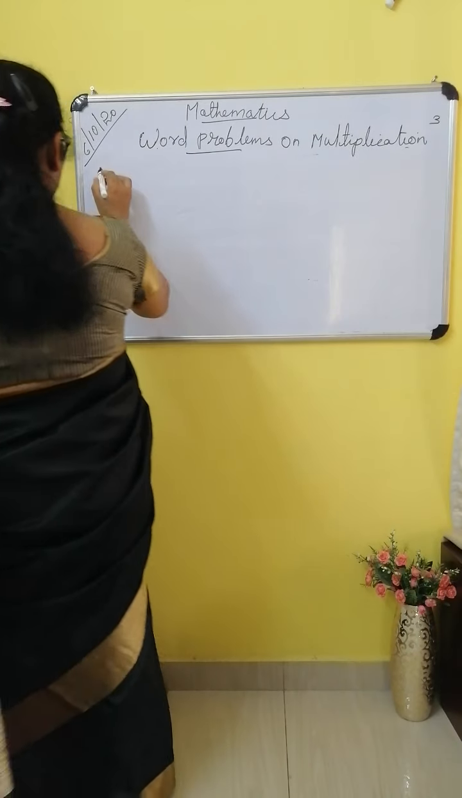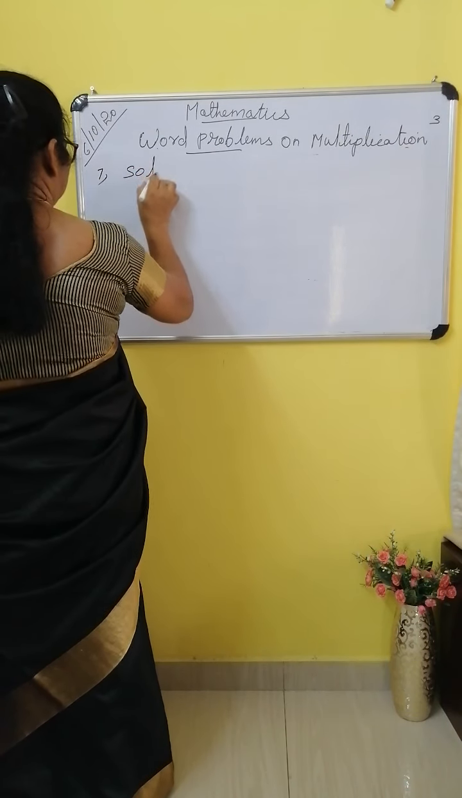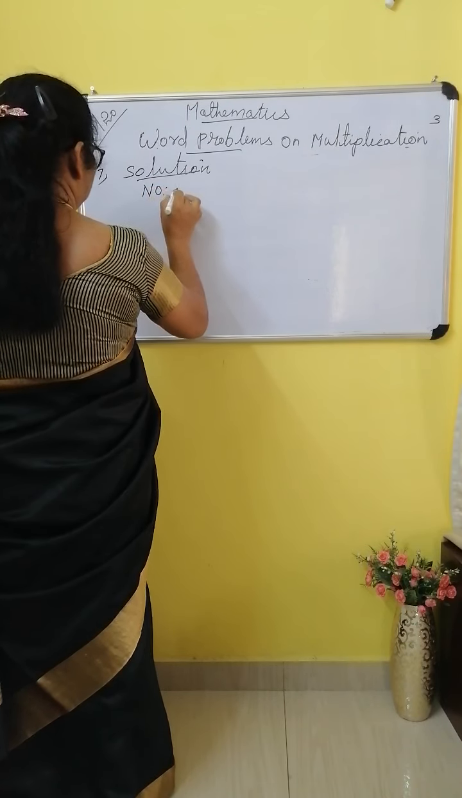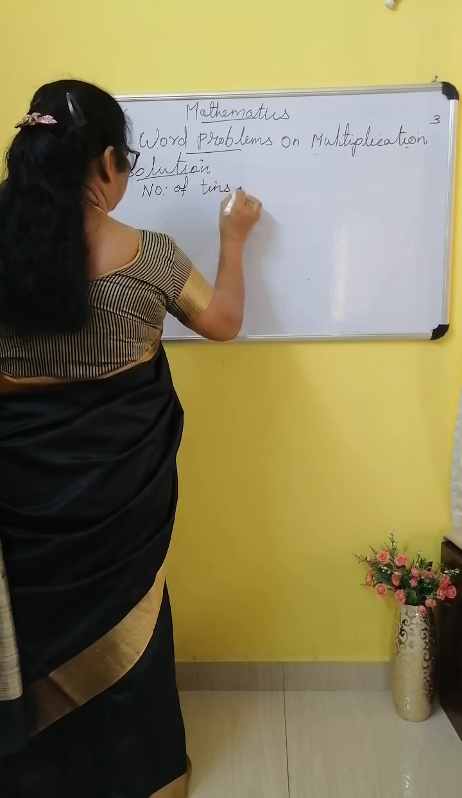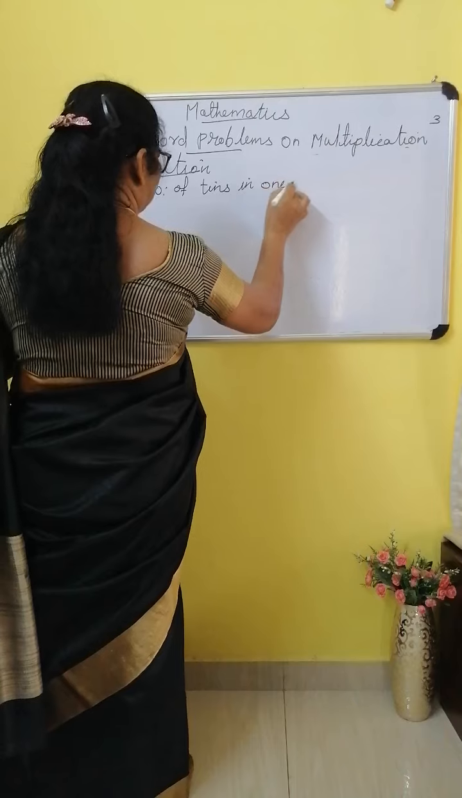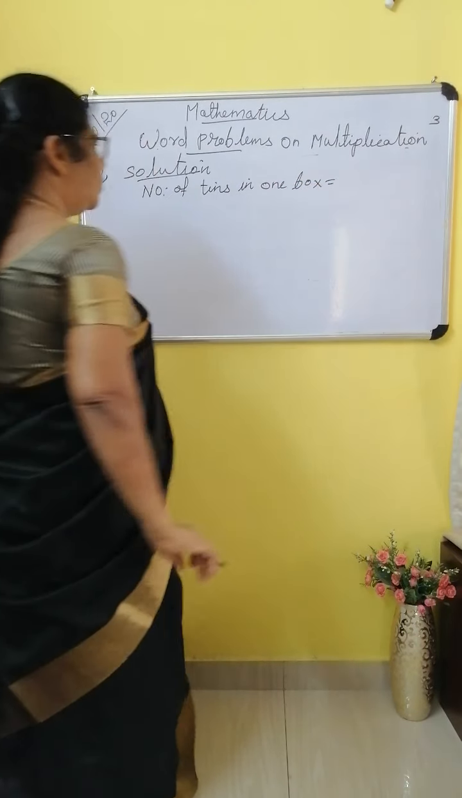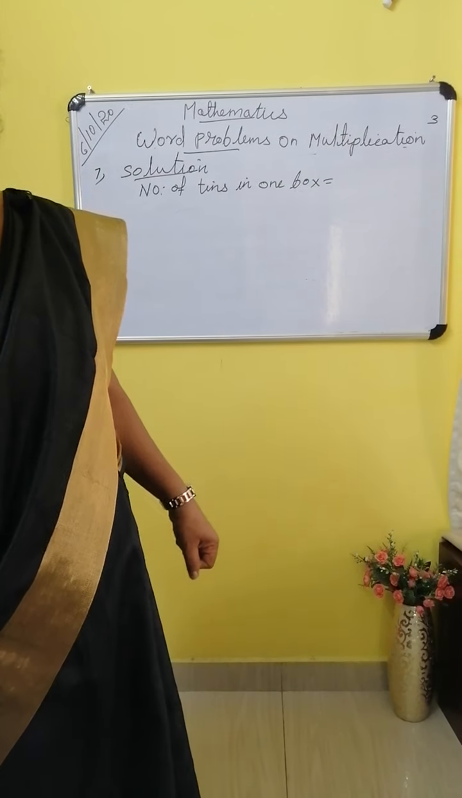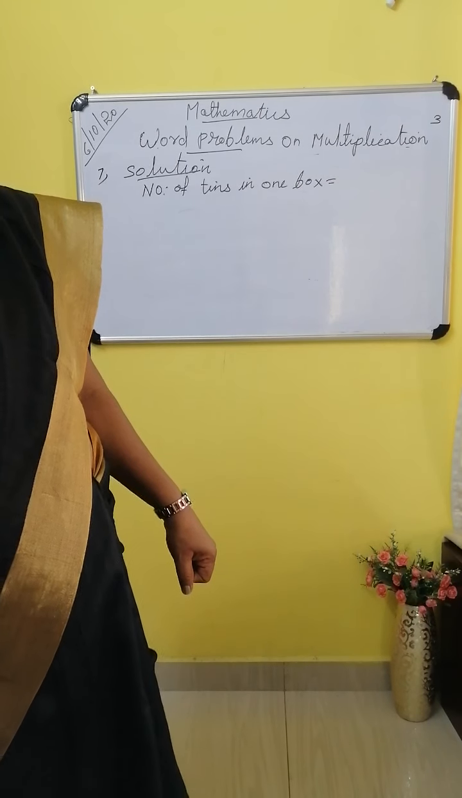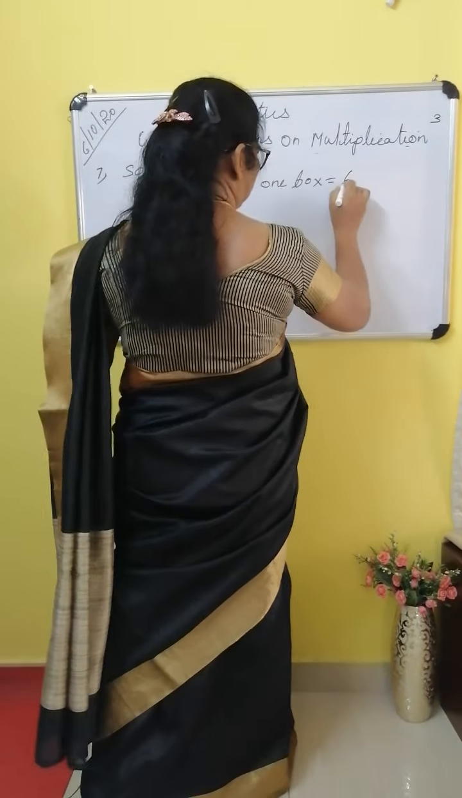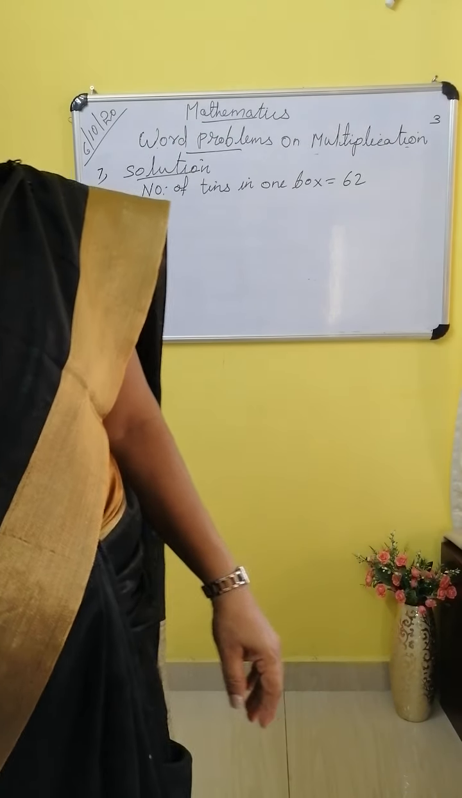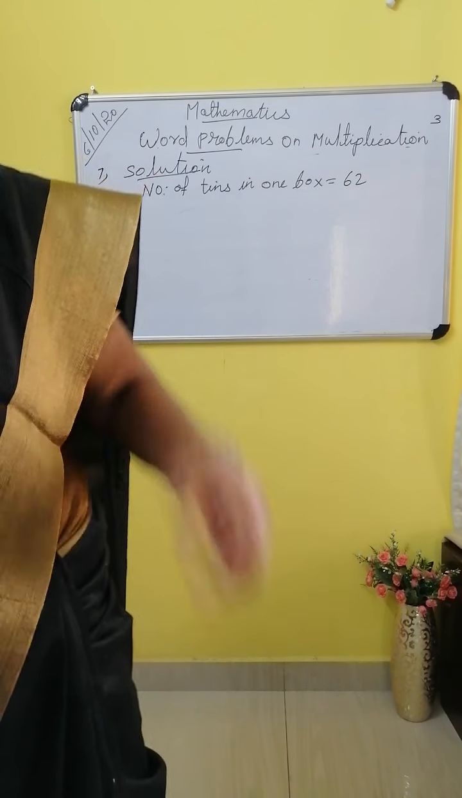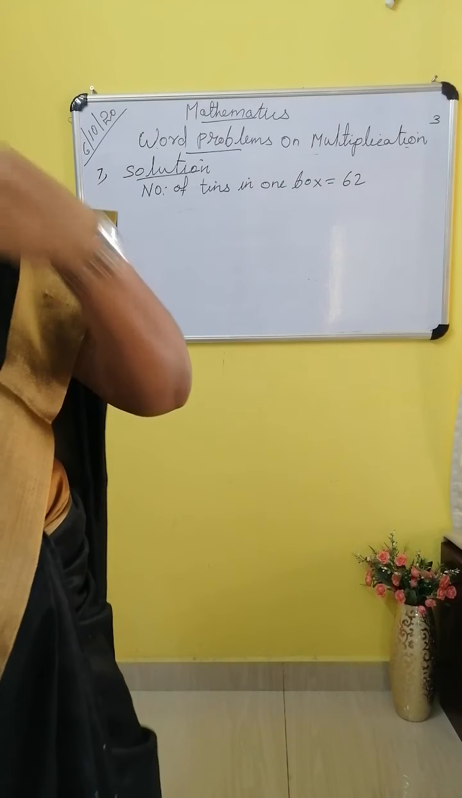Number 7. Number of tins in one box. How many tins are there? 62. Okay. Number of tins in 112 boxes.